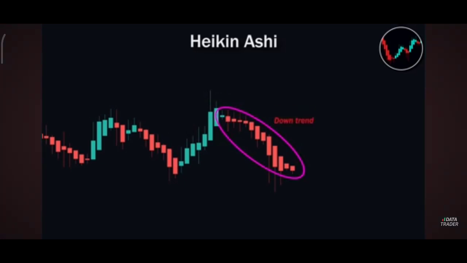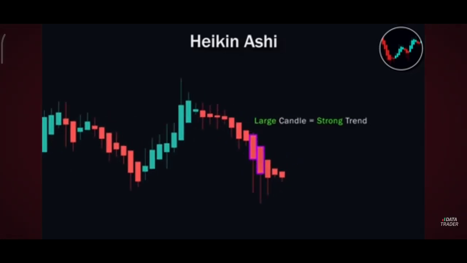The size of the candle's body also indicates how strong a trend is. The larger the candle, the stronger the trend. Keep in mind that the Heikin-Ashi only acts as an indicator. It does not display the real market price.